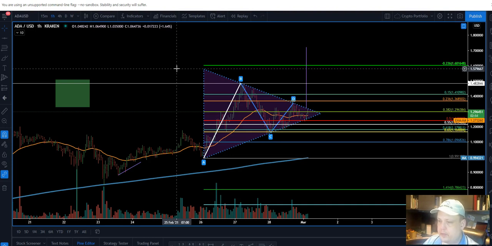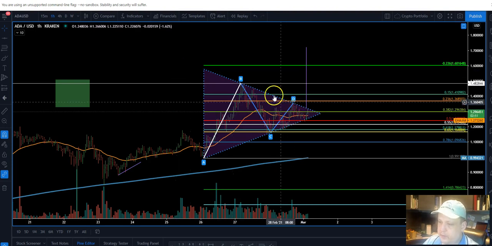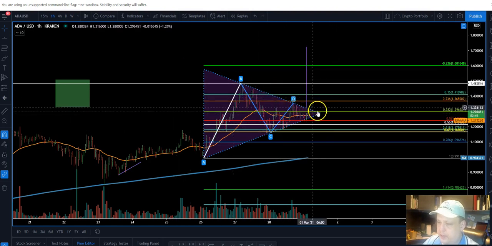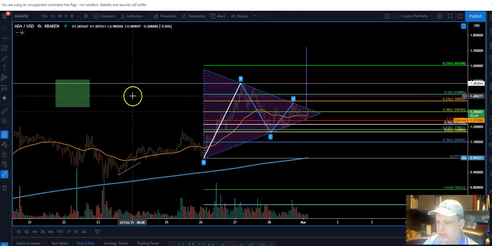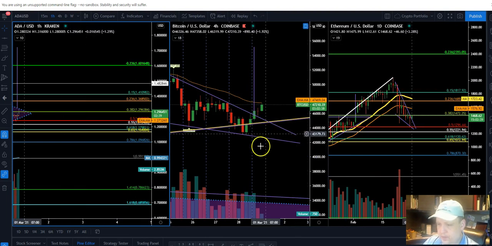It's an uptrend, and I would be waiting and taking a higher probability trade on the upside rather than shorting. But that's just me. Again, you guys got to decide what's good for you. And so with that, let's move on to the next one. Let's move on to Bitcoin.